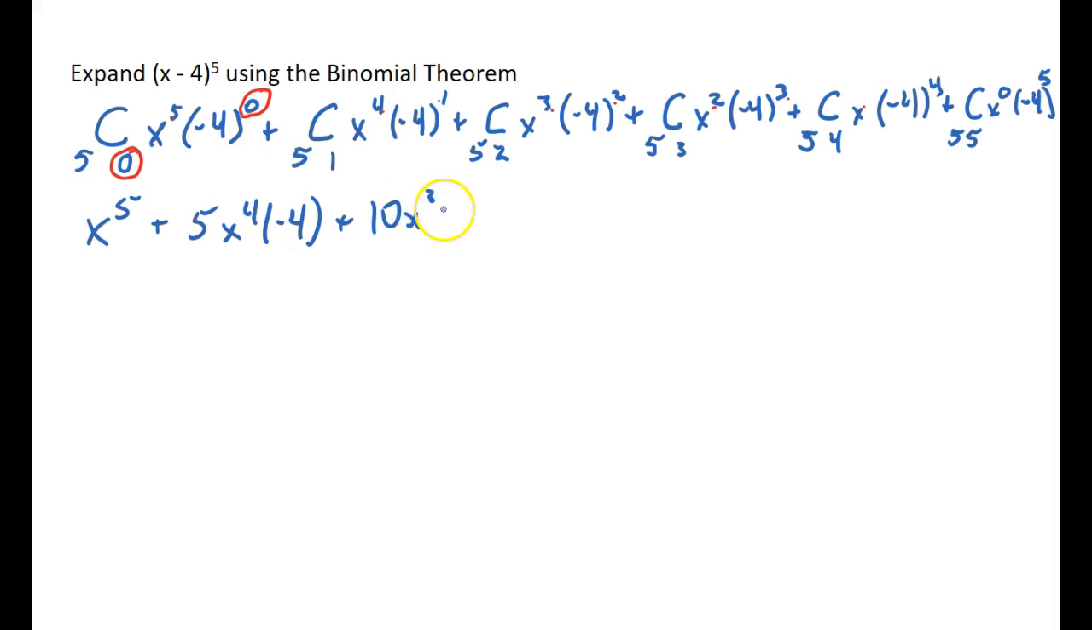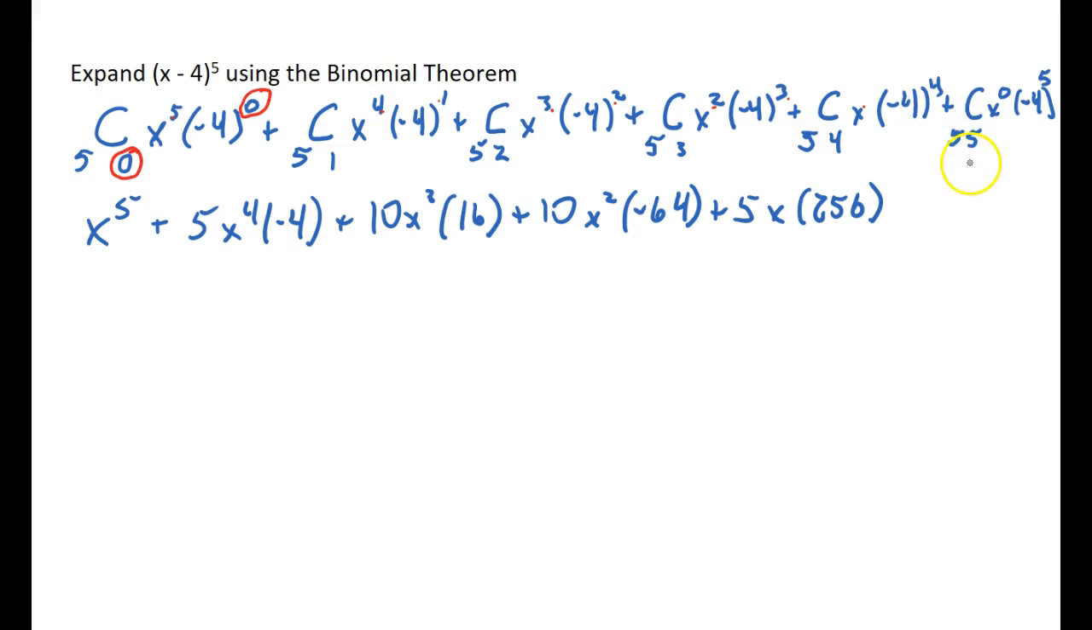X cubed, and then negative 4 squared is positive 16. 5 choose 3 is also 10. Then I get x squared, and negative 4 cubed is negative 64. 5 choose 4 is 5, and that's x to the 1st, and negative 4 to the 4th is 256. And then finally, 5 choose 5 is 1, x to the 0 is also 1, negative 4 to the 5th is negative 1024.